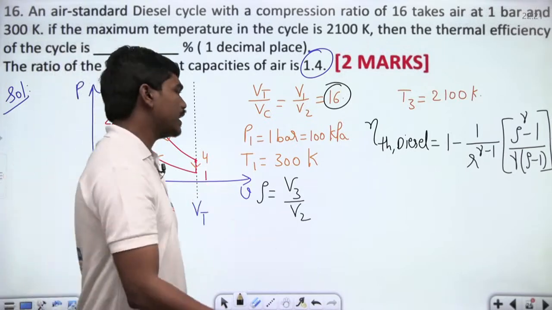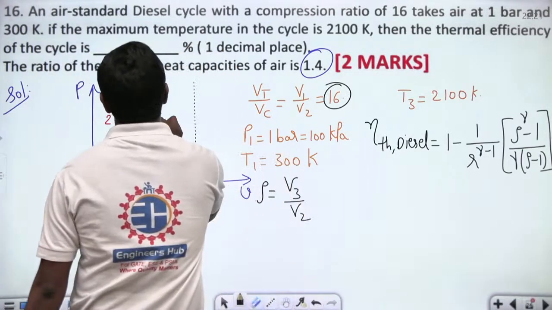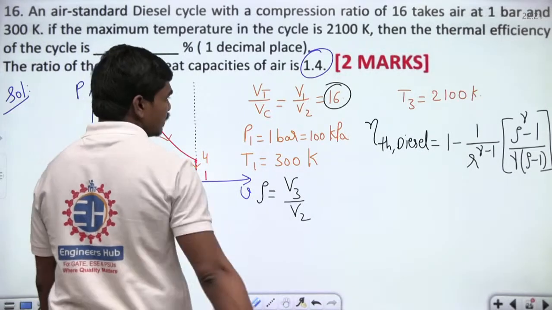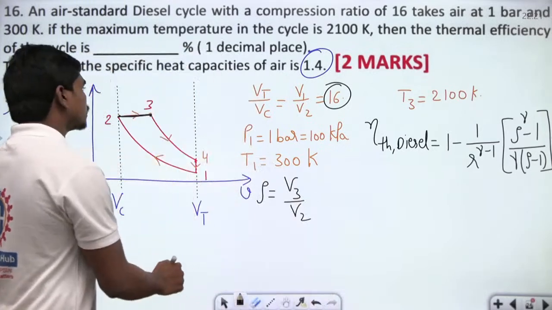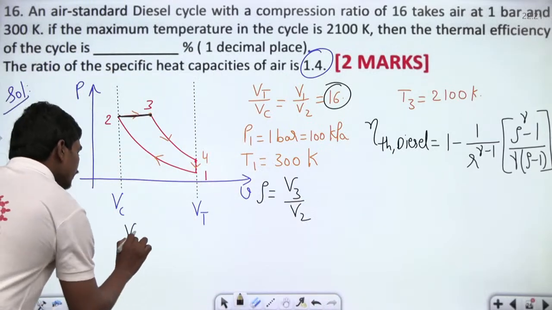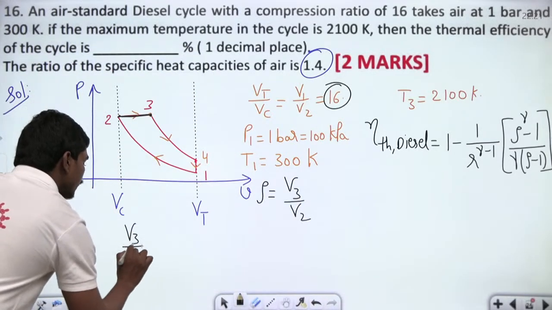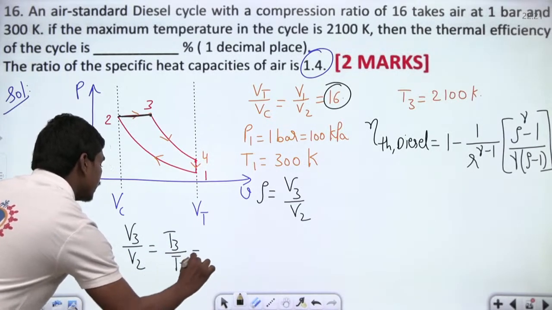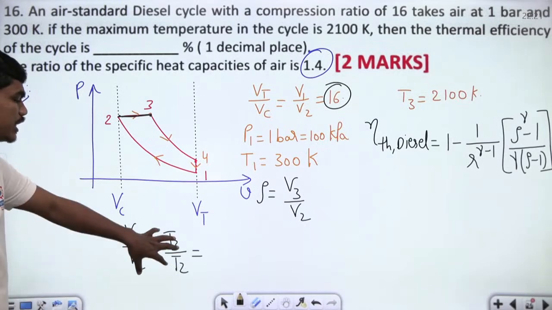We can just make a little manipulation. Look, this V3 and V2, this is a constant pressure process. If the process is constant pressure, then V is directly proportional to T. So V3 by V2 is nothing but T3 divided by T2. And what is the value of T3? So you need to know what is T2.